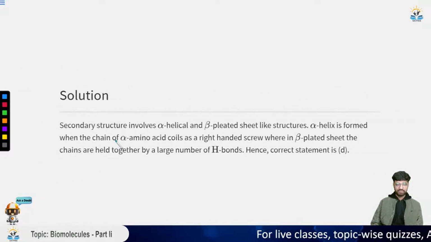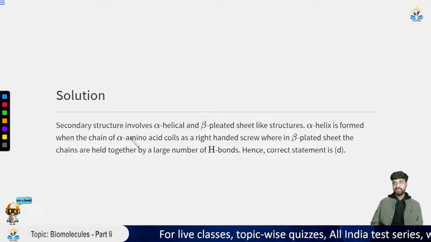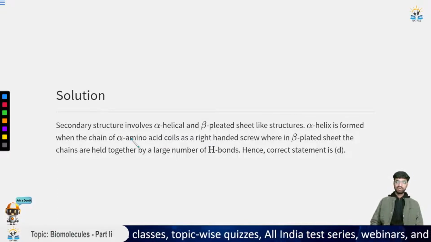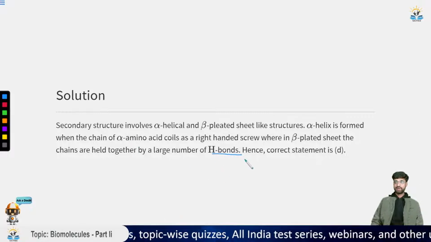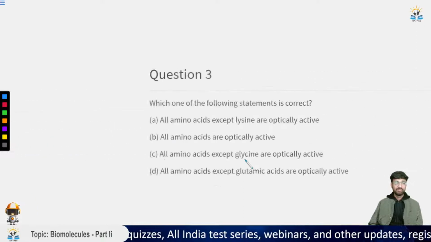The same thing is written: secondary structure forms two types of structure. The first one is alpha helical and the second one is beta sheet. The alpha helix is held together by hydrogen bonding. So it should also be remembered that it is held together by hydrogen bonding.